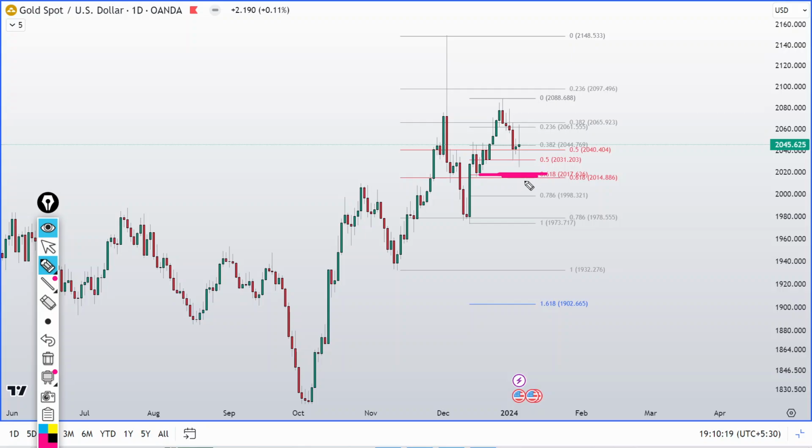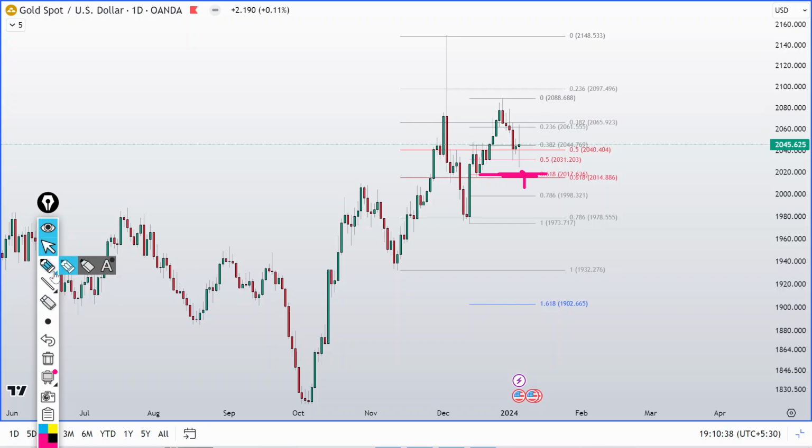So this is a critical and major support on the daily time frame, so we had better look for buy above this, and for a safer sell we have to wait for it to break down this low, then we can look for the sell opportunity, but above this we can look for the buy opportunities.